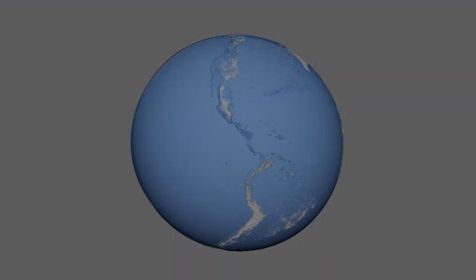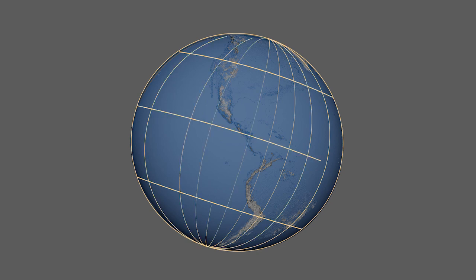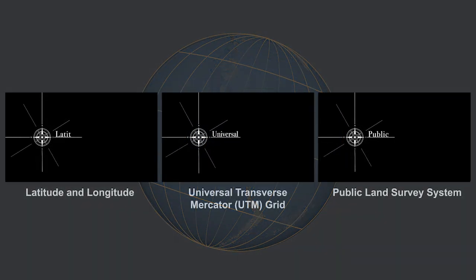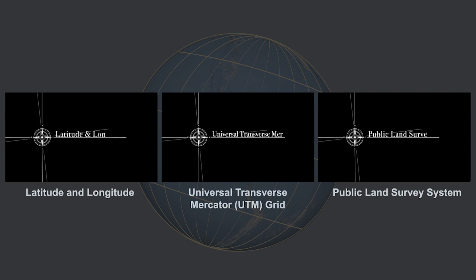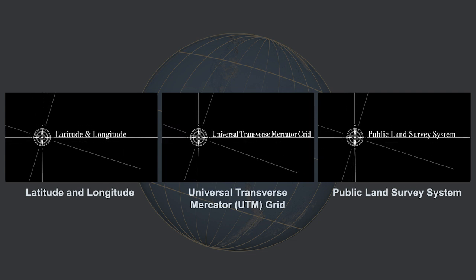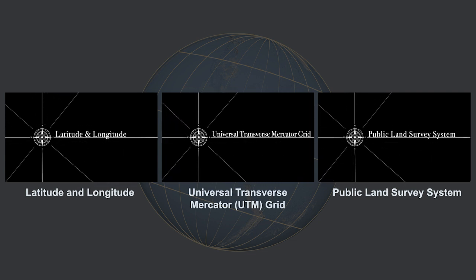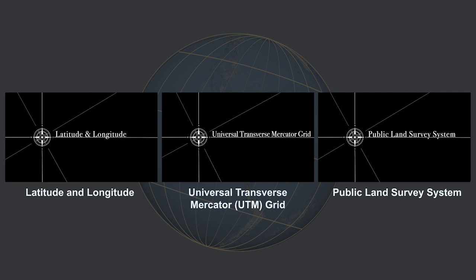Now that we have a smooth surface, we can divide it up into marked sections. There are several systems that we frequently use for orientation. Check out the videos for Latitude and Longitude, Universal Transverse Mercator, or UTM grid, and the Public Land Survey System, which uses township, range, and section, to learn more.